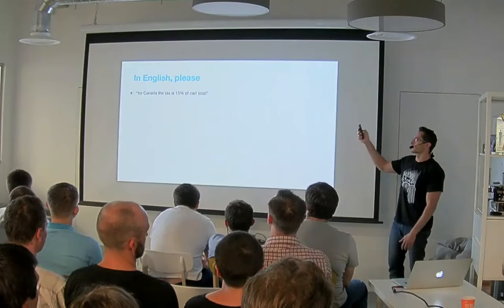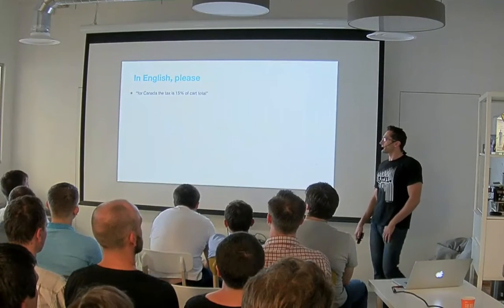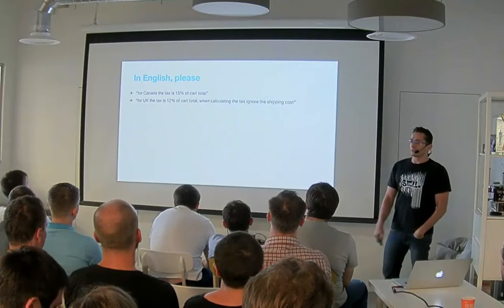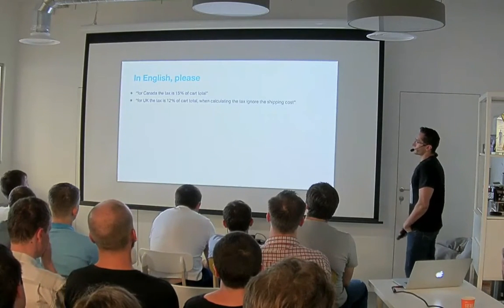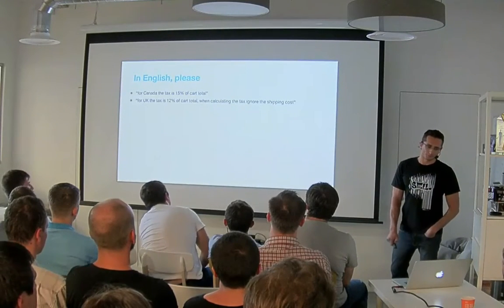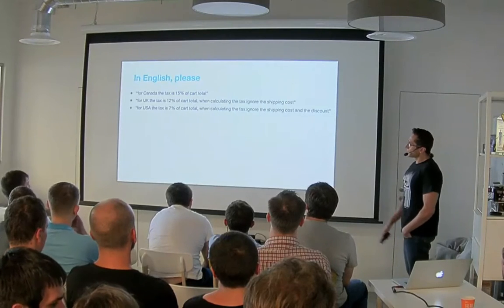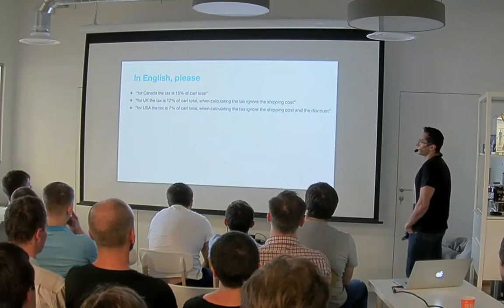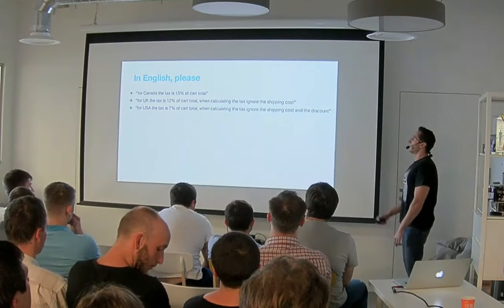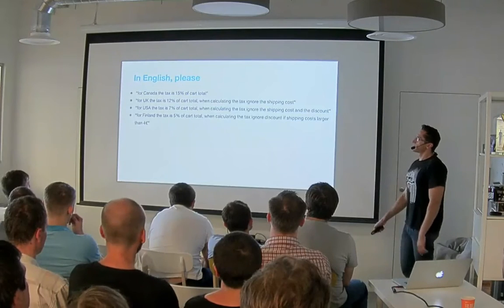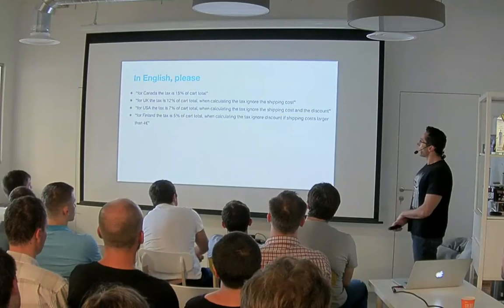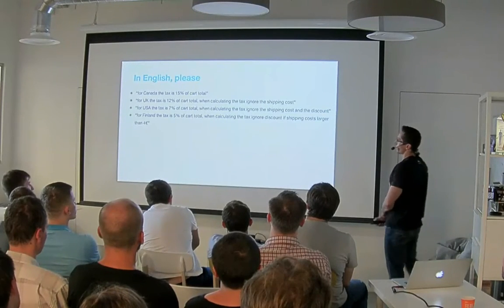Basically, those requirements. For Canada, the tax should be 15% of the cart total. For the UK, the tax needs to be 12% of the cart total, but when you calculate the tax, you should ignore the shipping cost. The third one, for USA, it's 7%, and when you calculate the tax, you should ignore the shipping cost and the discount. And the last one, the most complicated one, is for Finland. Well, it's 5%, and you should ignore the tax only if the shipping cost is larger than 4 euros.